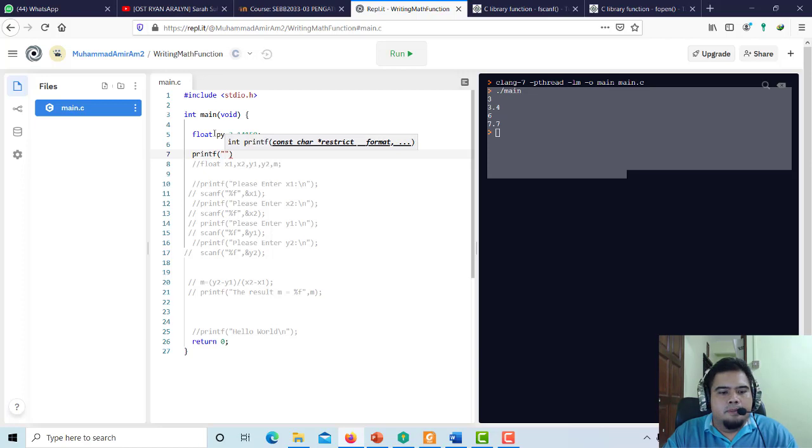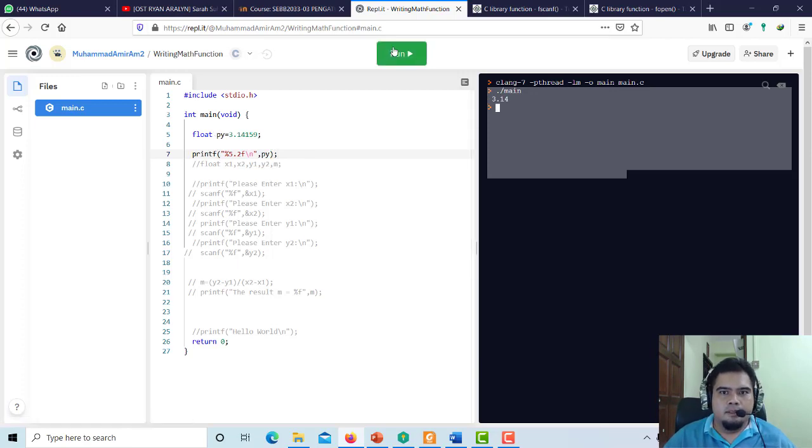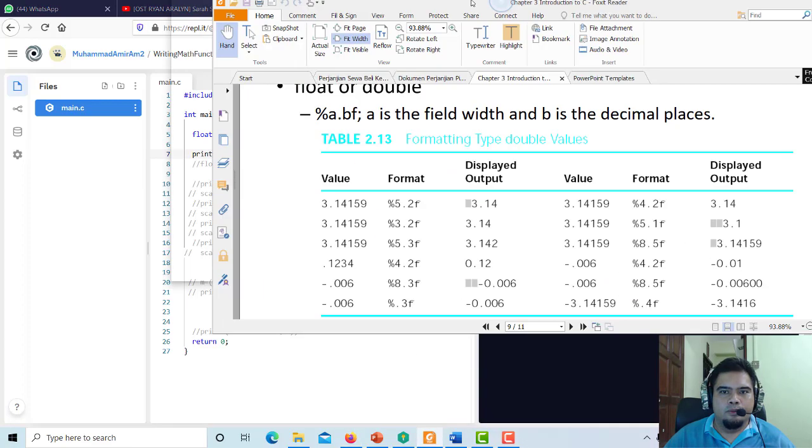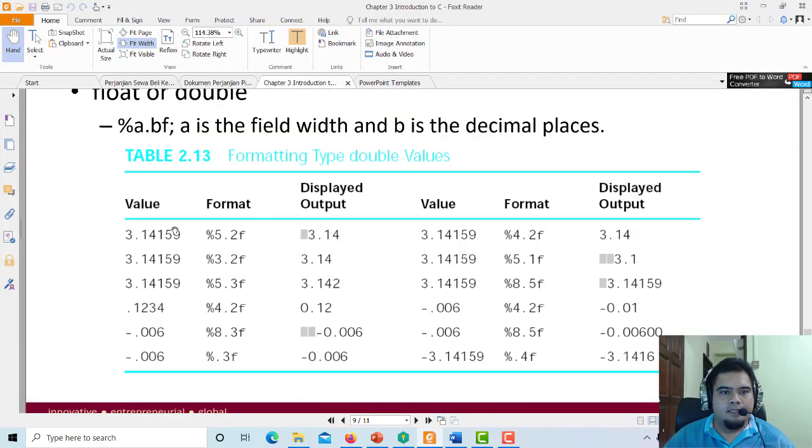Okay, then you can try to display it there: printf, apostrophe, percentage 5.2, and then f, and of course we must put the end there, and then a comma, your pi. Then let's try to print it, run. Okay, you get 3.14, which is similar to what has been discussed in the slide there.